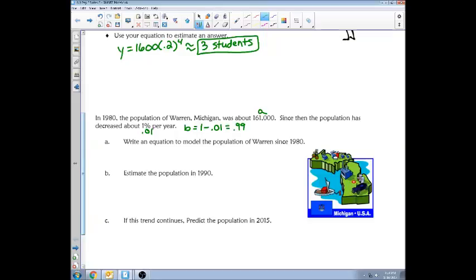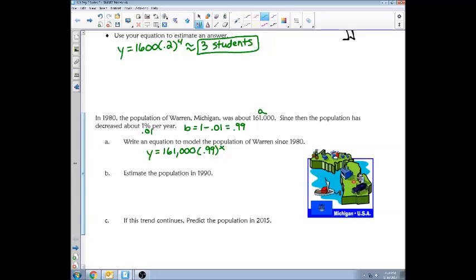So we need to write an equation to model the population of Warren since 1980. So it would be y equals our initial value of 161,000 times my decay rate, which is 0.99, raised to the x power, because we do not know how long it has been.